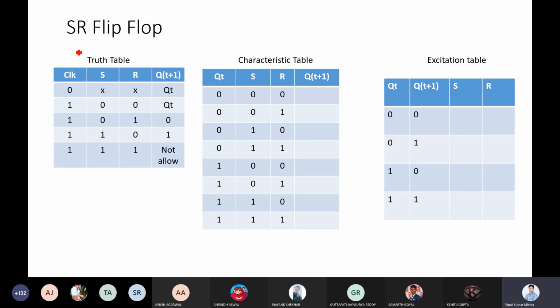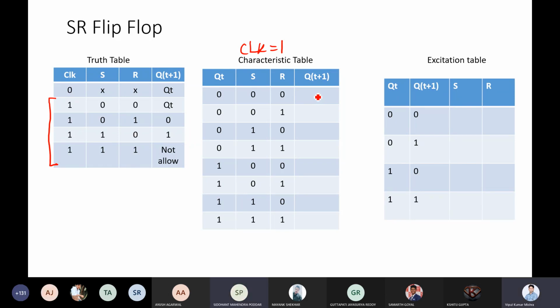So here we have the truth table of the SR flip-flop, where the clock is 0. We have already seen that S and R then give the Qt value. Then we have clock 1. So ultimately, while we make the characteristic table, we are looking only at these values, because we consider the clock equal to 1, meaning the clock is high. Now just tell me, if your Qt is 0 and S and R are 0, what should the Qt plus 1 value be? Just look into the truth table and give me the value. What will be the Qt plus 1?